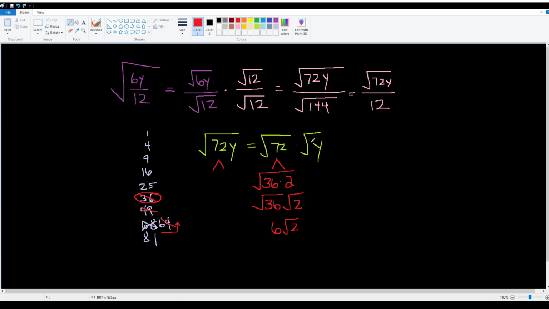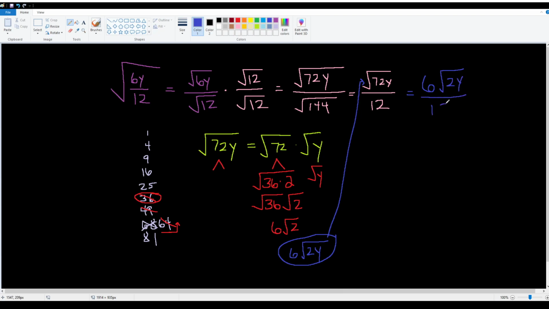Now the square root of y, if I were to take the exponent and divide it by 2, I would get 0 remainder 1. This is just going to stay as the square root of y. There is no simplification that can happen there. So this ends up becoming 6 square root of 2y. So this is the numerator, and this is what's going to go in place of that. So this now becomes 6 square root of 2y over 12.